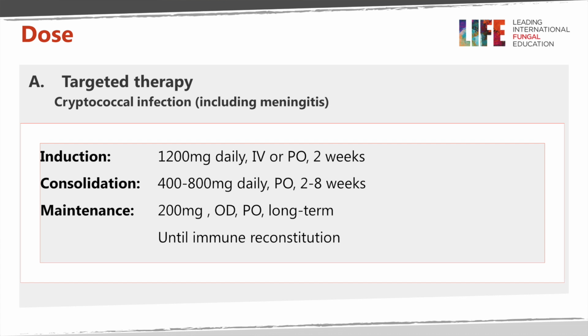For cryptococcal infection, if we are to use fluconazole for induction, we will need to use a very high dose of 1200 milligrams daily. And this is given for 2 weeks, followed by the consolidation dose, 400 to 800 milligrams daily. And after this, we keep maintenance treatment of 200 milligrams until immune reconstitution in the setting of HIV infection. That's where you typically see cryptococcal meningitis.